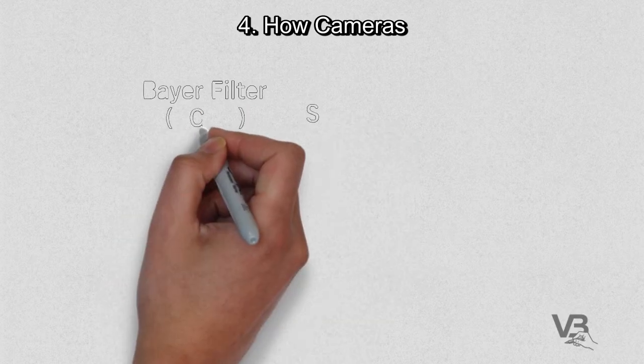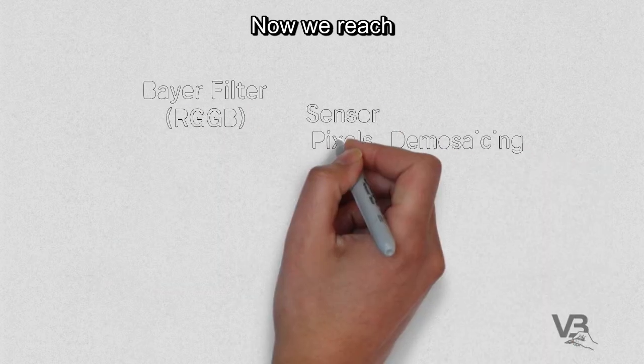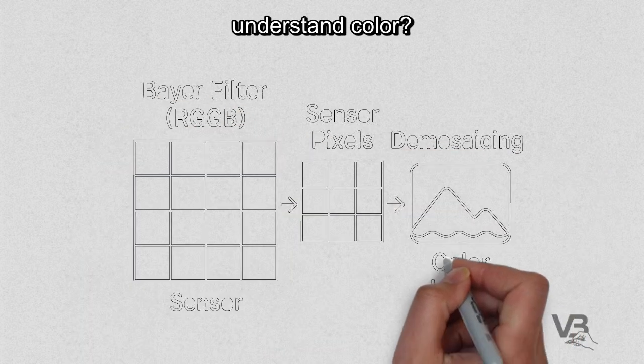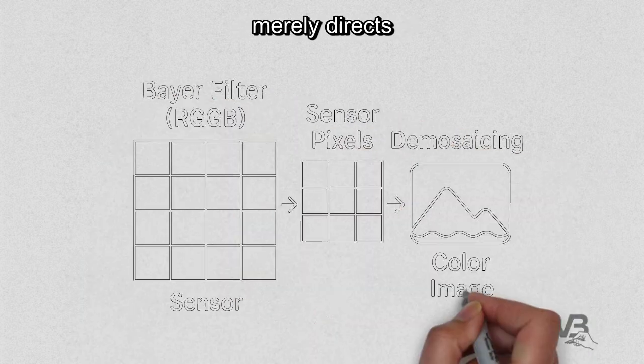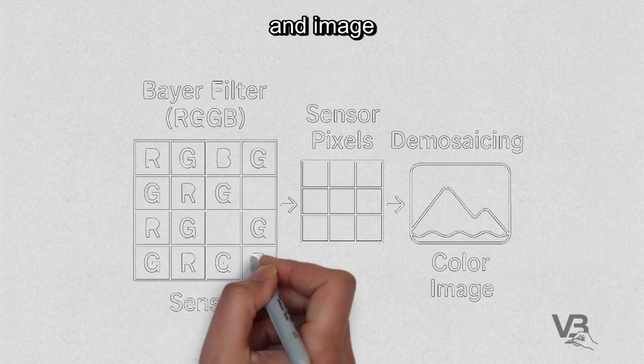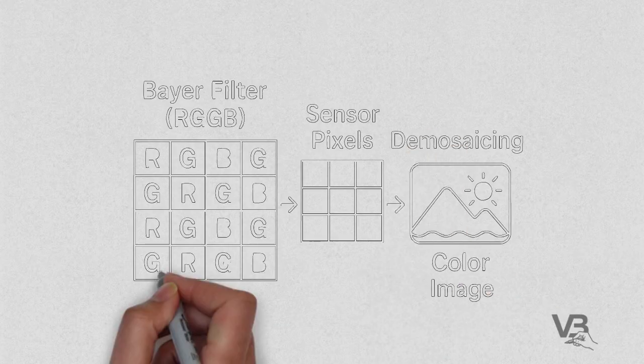Number 4. How cameras detect color. Now we reach the main question. How do the lens and sensor understand color? The lens merely directs light. Color detection is the responsibility of color filters and image processing algorithms.